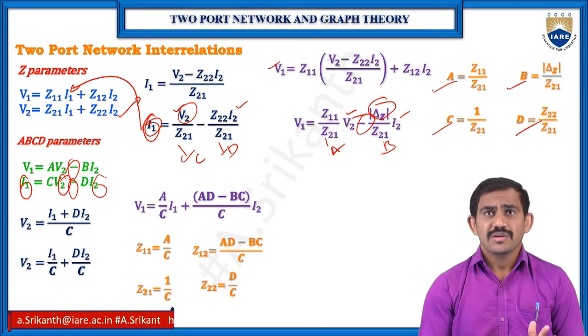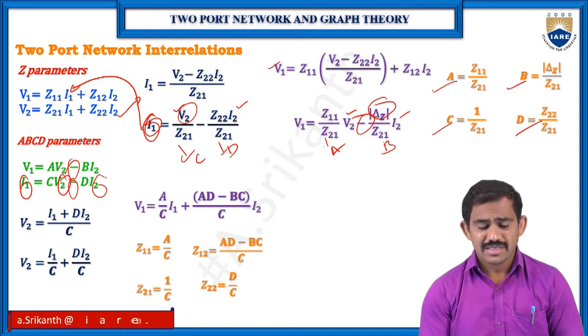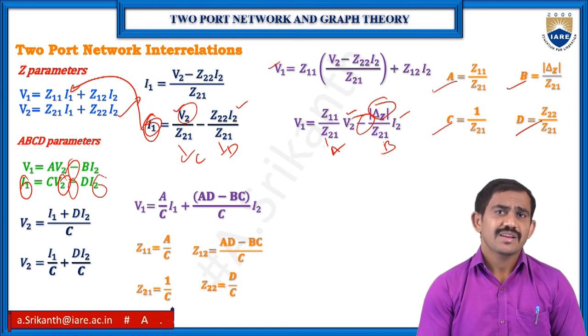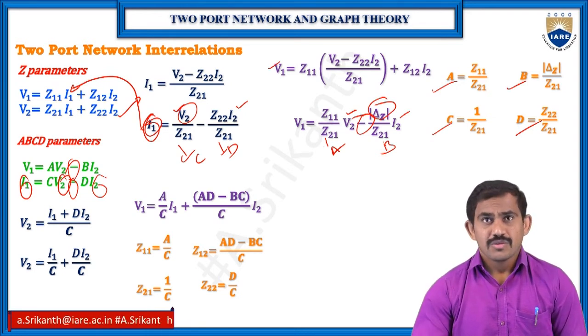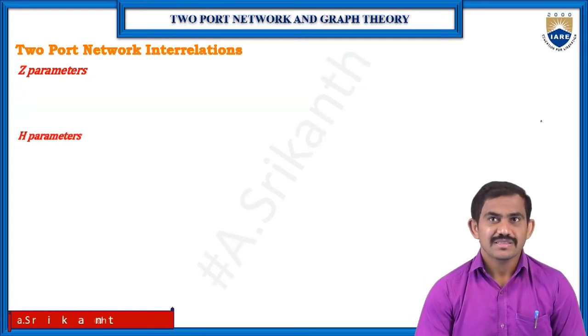Okay. So this is about when I know ABCD parameters, I can find out Z parameters. When I know Z parameters, I can find out ABCD parameters. Now, if I don't know Z parameters and H parameters, I can find out both values. Now check it now.